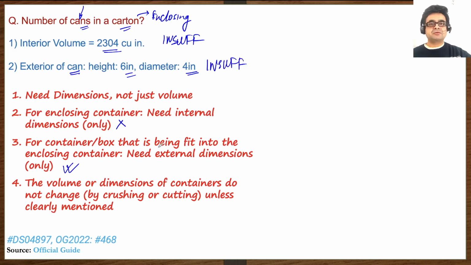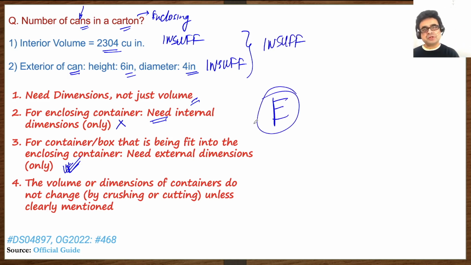When we combine these two statements, we are definitely given the size, but there is no way to figure out what are the internal dimensions of the enclosing container. We may be given the internal volume, but again, we need the dimensions of it. So even combining them, we have insufficiency in the data. So the answer to this question is E. If you follow these postulates for all of the questions of this kind, you will seldom go wrong. So take a note of this postulate.